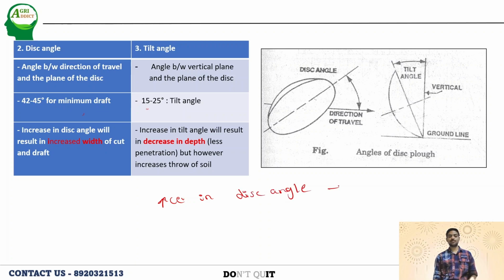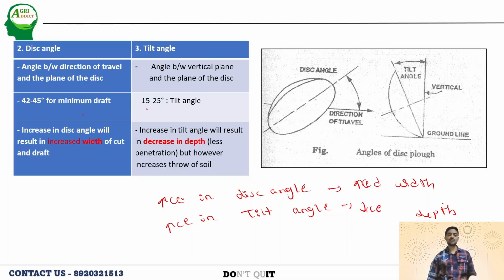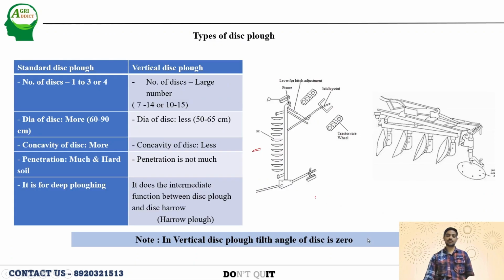what will happen? Increased width of cut. Increased width of cut will throw the soil. And increase in tilt angle results in decrease in depth of penetration. Okay, this is the one you have to remember. Go through this picture and understand once again if you people did not understand.